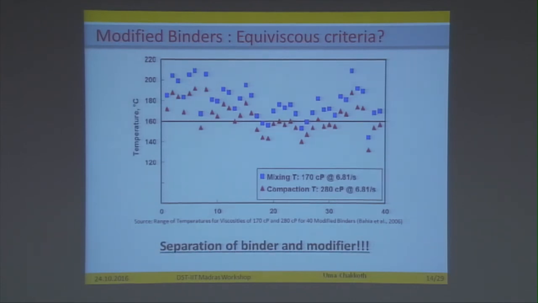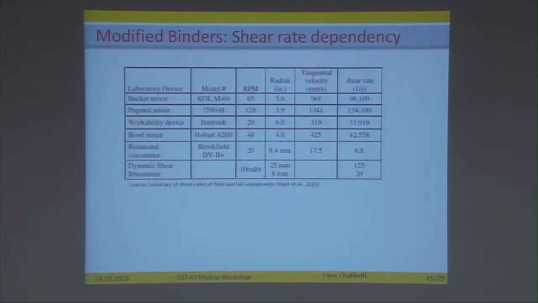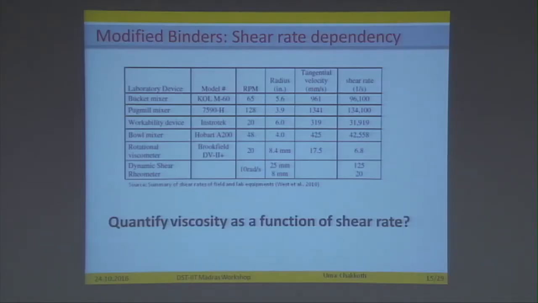The next issue is the shear rate dependency of the modifier in this particular regime. This particular table shows the estimates of shear rates at various locations in lab as well as field equipment. You can see that it goes from 20 reciprocal seconds to way up to 134,000 reciprocal seconds. So there is a wide range of shear rate variation between the lab and the field equipment, and it is quite unreasonable to choose one particular shear rate and estimate the viscosity accordingly. Hence we have to quantify the viscosity as a function of shear rate.